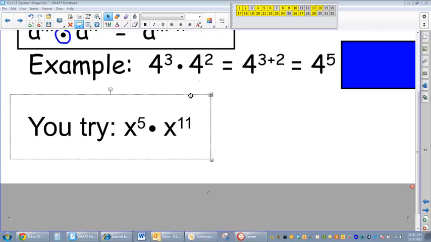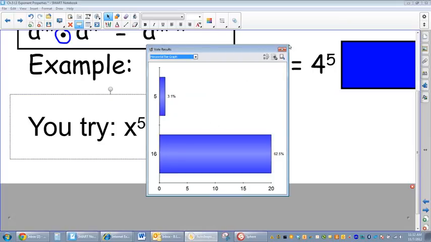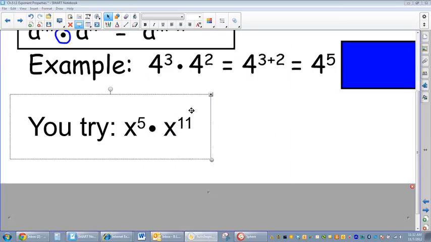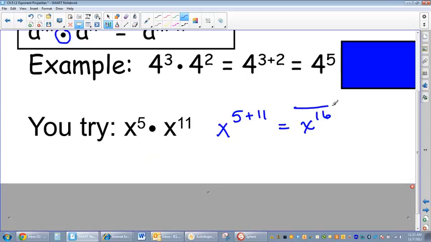So when you write this, you get x to the 5 plus 11 equals x to the 50. And so we're going to call that the product rule. Now the quotient of powers property, which we are going to call the quotient.